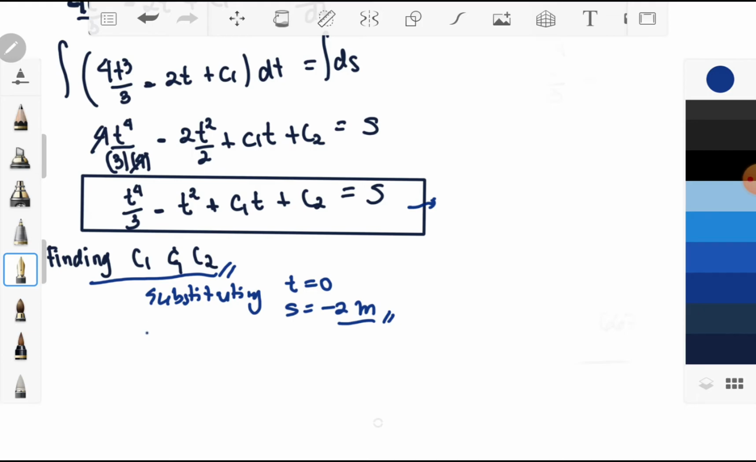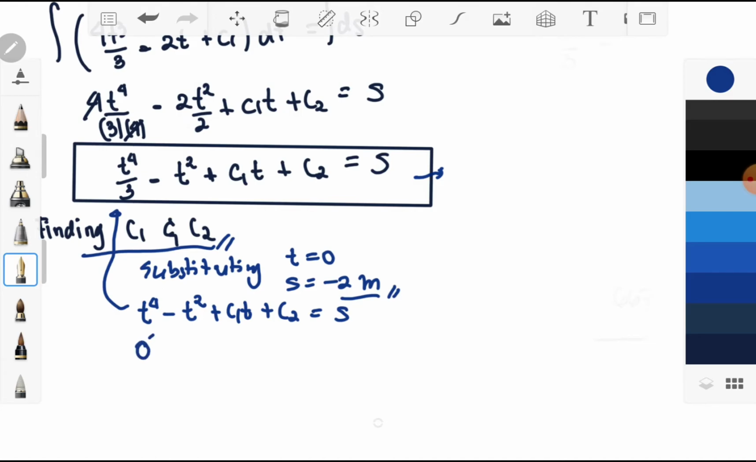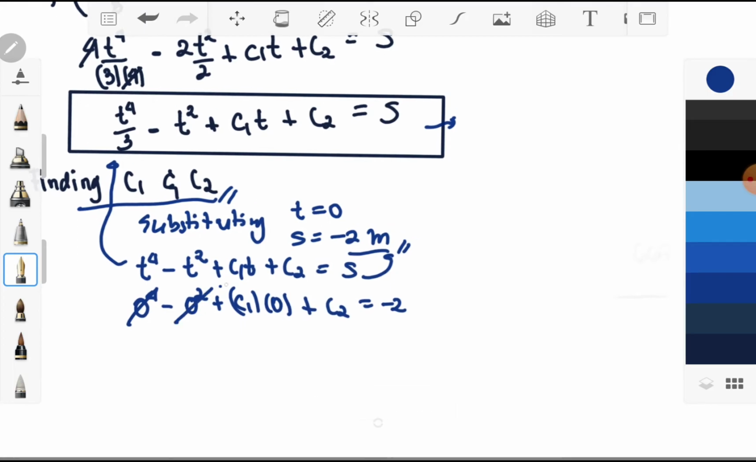t is equal to 0, so we will have t raised to 4 over 3 minus t squared plus c1t plus c2, which is equal to s, which is our equation of our displacement. So we have t is equal to 0, so we will have 0 raised to 4 minus 0 squared plus c1 multiplied by 0 plus c2 is equal to s, which is equal to negative 2. Cancelling out all these variables with 0, because 0 multiplied by any variable or number is always 0, therefore we have c2 is equal to negative 2. This is therefore the value of your c2.